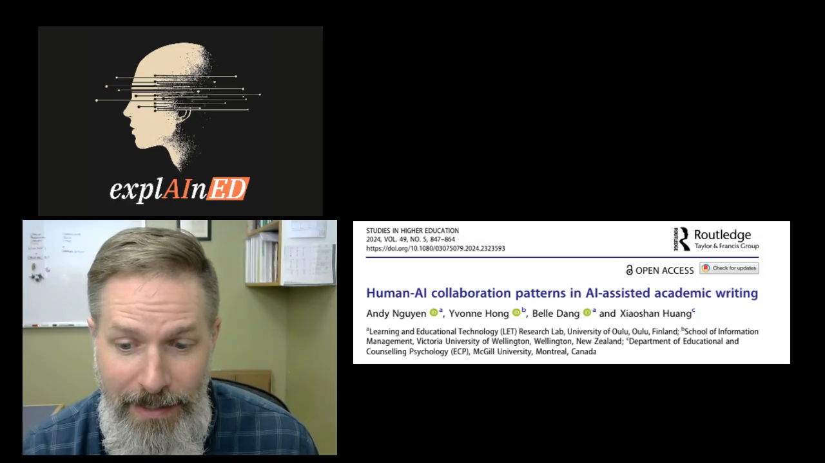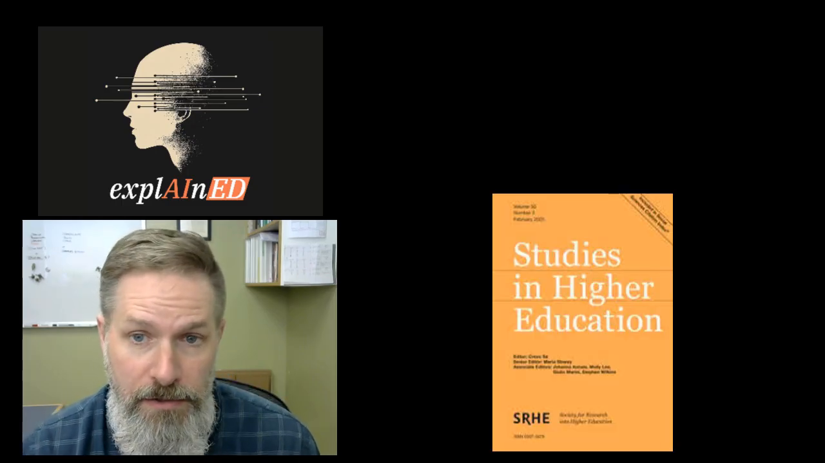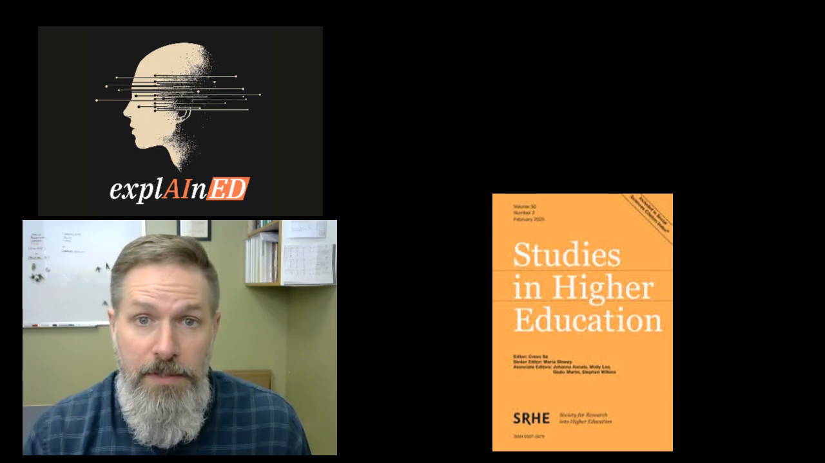So, the research I'm going to share this week is called, and it's a really catchy title, so I want to get it right, Human AI Collaboration Patterns in AI Assisted Academic Writing by Andy Nguyen et al. And this was published in the Studies of Higher Education Journal in 2024. So, it's recent. And I want to break down how this study was constructed because I think it's important to the questions around AI and the research that's happening out there.